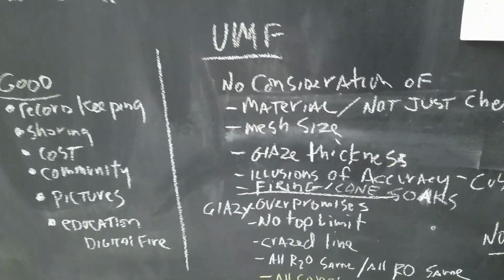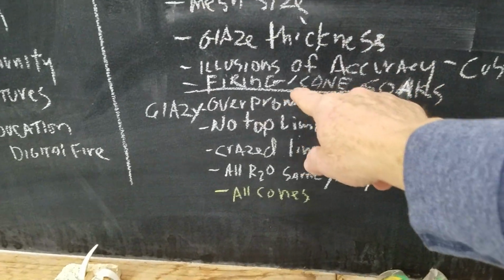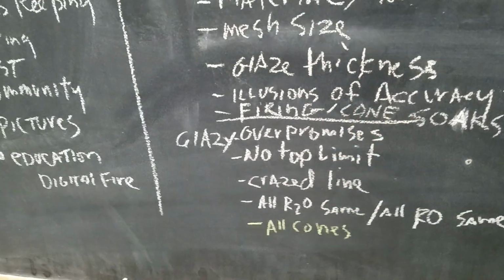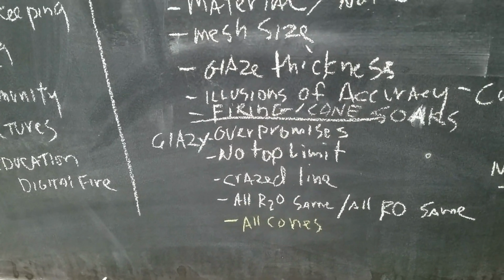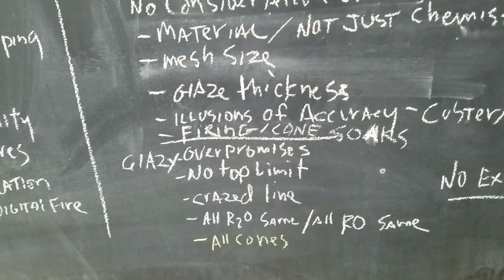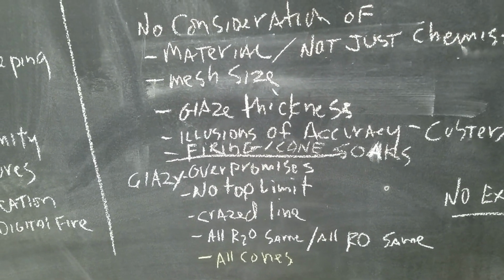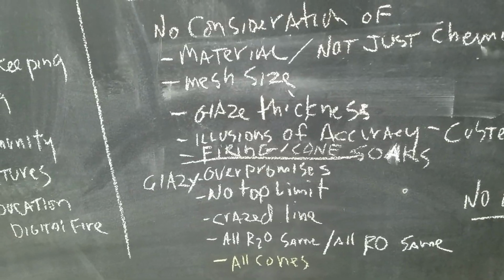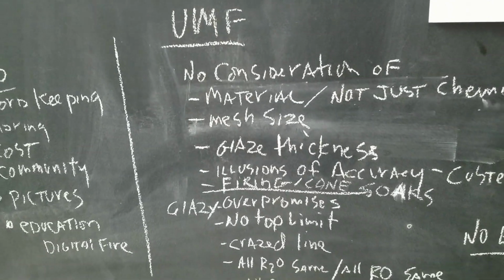Okay, so another thing is cones and firing. If you fire to a different cone, what if you fire to cone 5? These only list 6. What if you fire to cone 3? What if you soak it? What if you do a long, low soak? So these are not included in Unity Molecular.